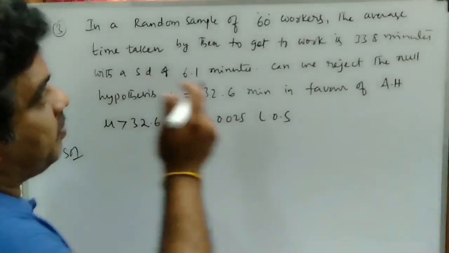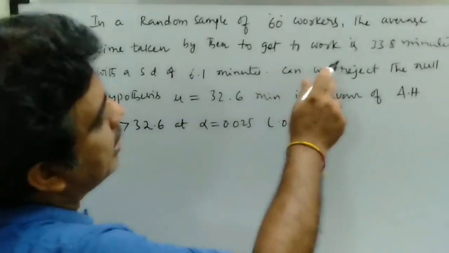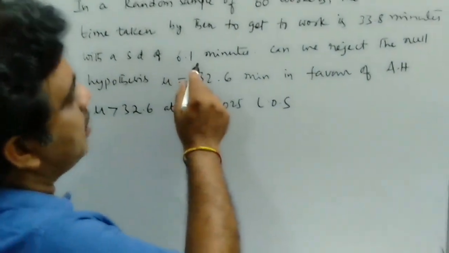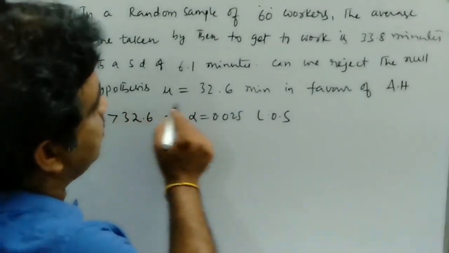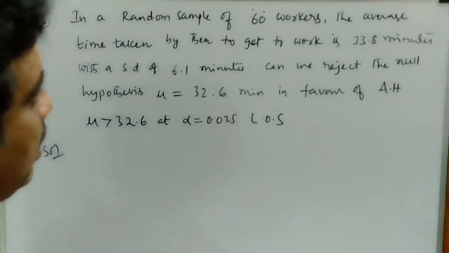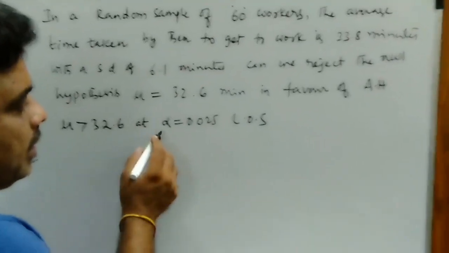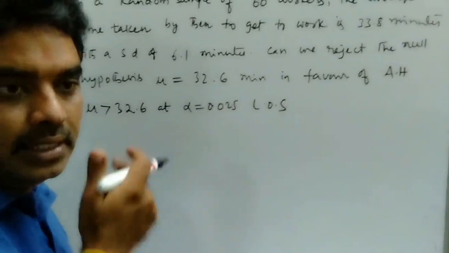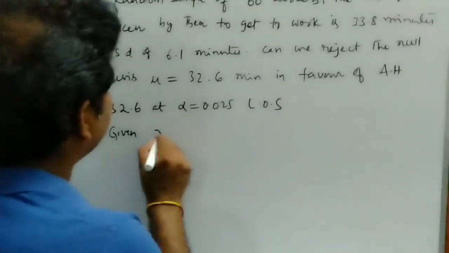In a random sample of 60 workers, the average time taken by them to get to work is 33.8 minutes with a standard deviation of 6.1 minutes. Can we reject the null hypothesis mu is equal to 32.6 minutes in favor of the alternative hypothesis mu greater than 32.6 at alpha is equal to 0.025 level of significance? So here given n is equal to 60.